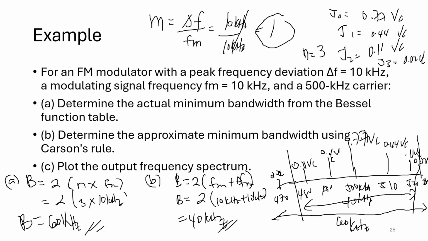However, this Carson's approximation can be used more significantly if we are talking about modulation indices greater than 5. But if it is less than 5, I think the answer will be very, very far. Okay, so that is how we use the formula.